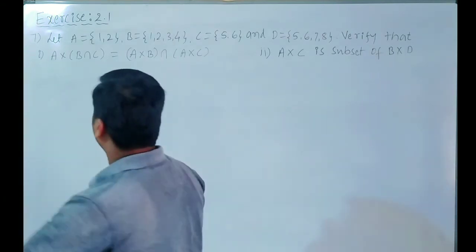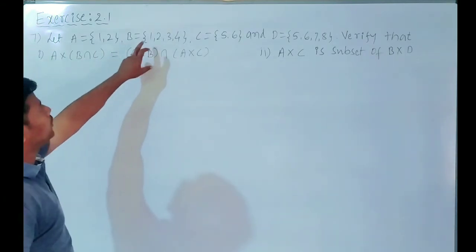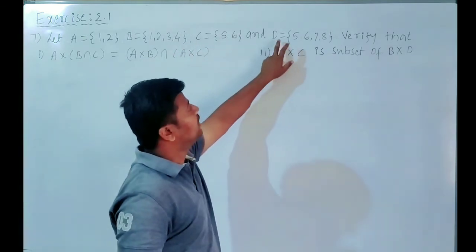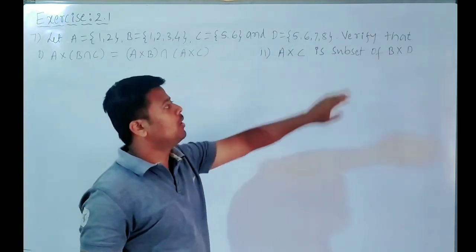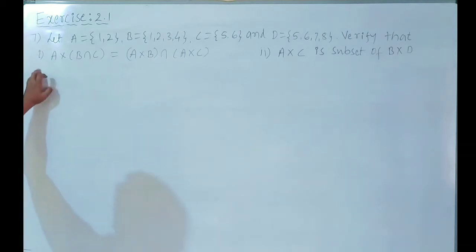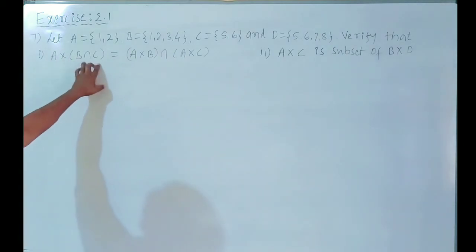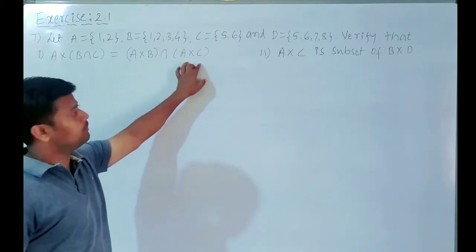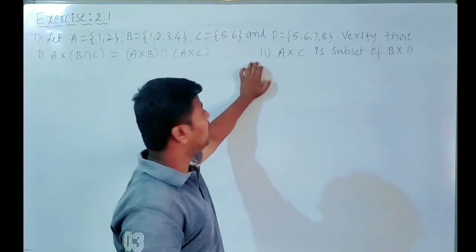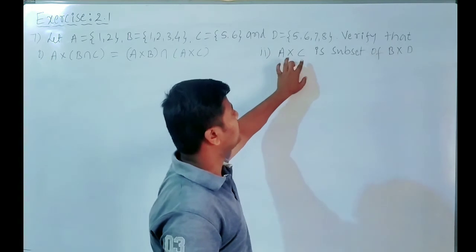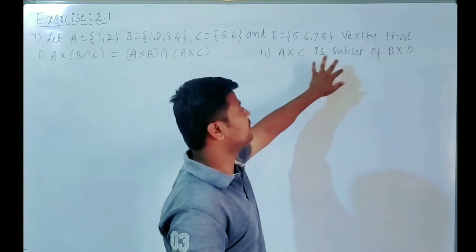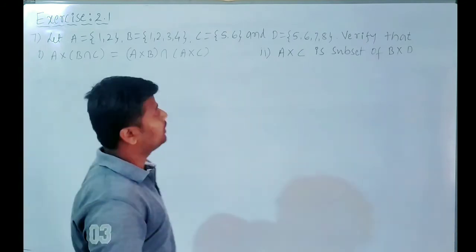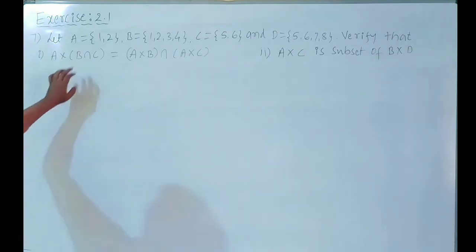Next, seventh question. Let set A equal to {1, 2}, set B equal to {1, 2, 3, 4}, set C equal to {5, 6}, and set D equal to {5, 6, 7, 8}. Verify that first, A cross (B intersection C) equals (A cross B) intersection (A cross C), and second, we have to check that A cross C, the Cartesian product of A and C, is a subset of the Cartesian product of B and D. Okay, we should check the first one. Solution.